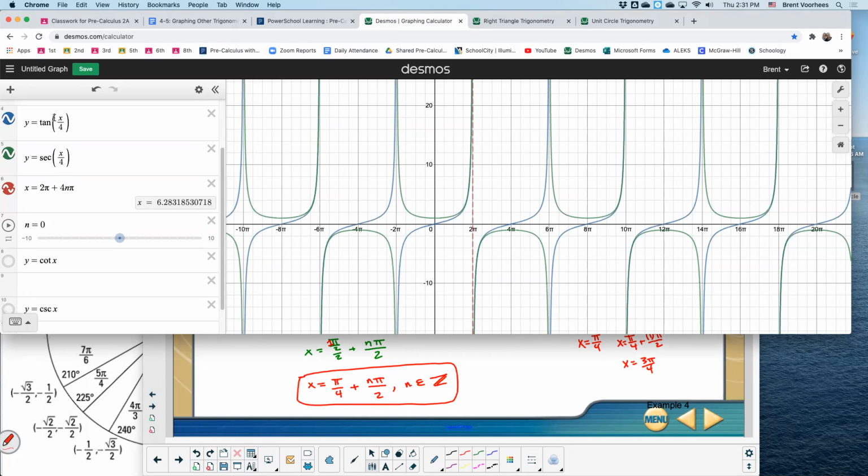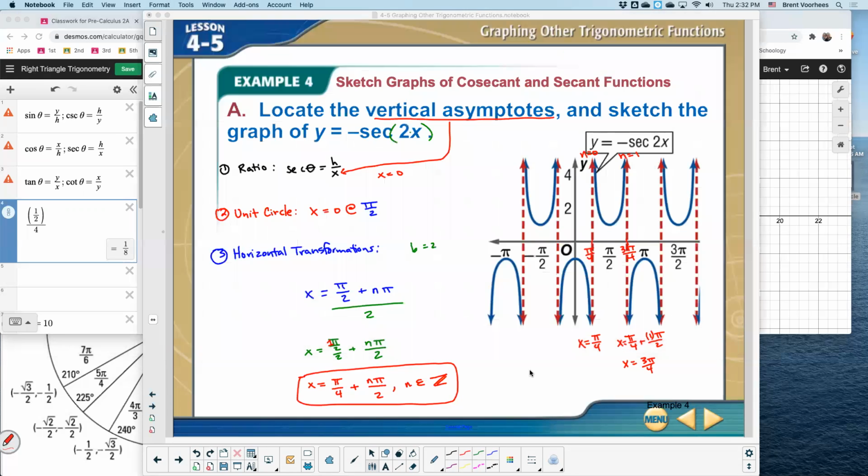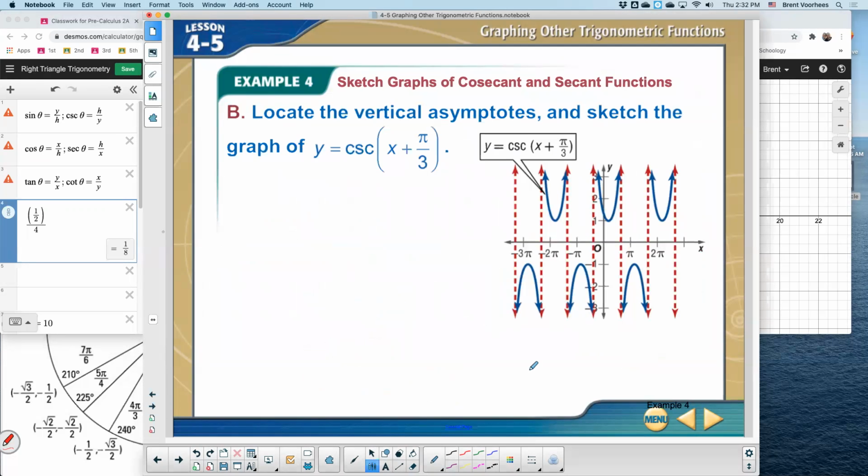Why? Because both secant and tangent have x in their denominator, which implies that if tangent and secant share asymptotes because they both have x, that implies that cosecant and cotangent will share asymptotes because they both have y in the denominator. So little neat how math works together there.